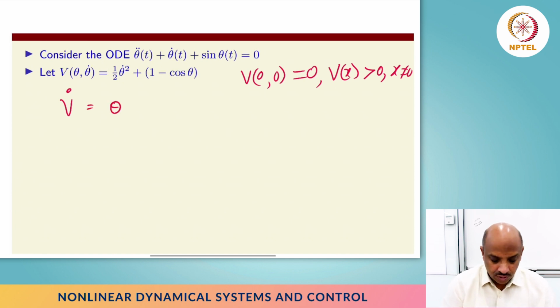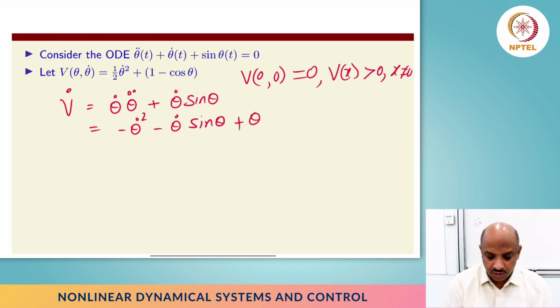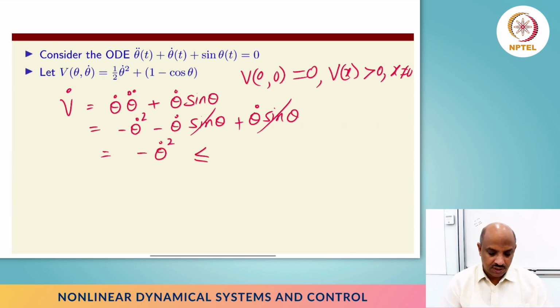So theta double dot is minus sine theta, and V dot is theta dot times theta double dot plus theta dot sine theta. I'm going to get minus theta dot squared minus theta dot sine theta plus theta dot sine theta, and we can cancel these two, giving us minus theta dot squared, which we know is less than or equal to 0. So 0 is Lyapunov stable, right?